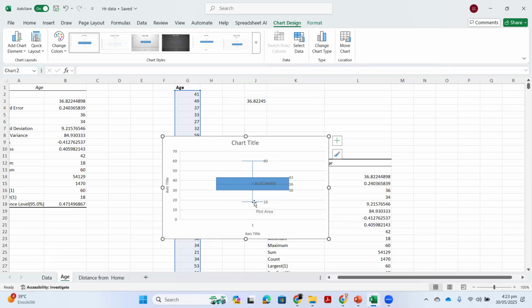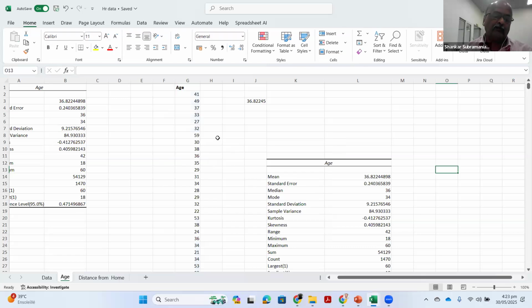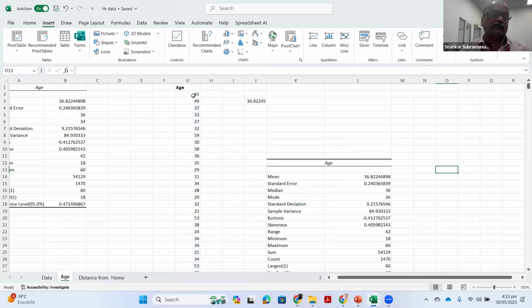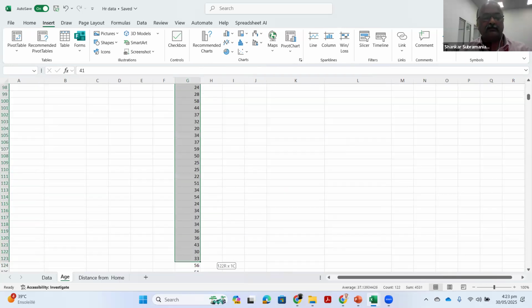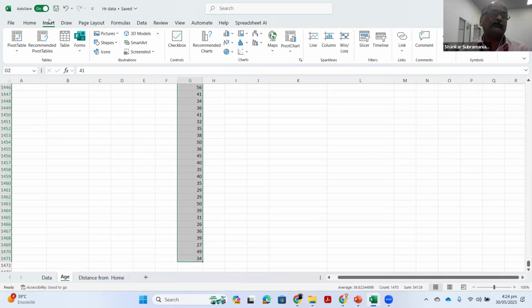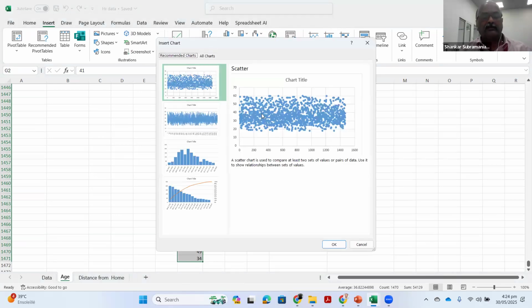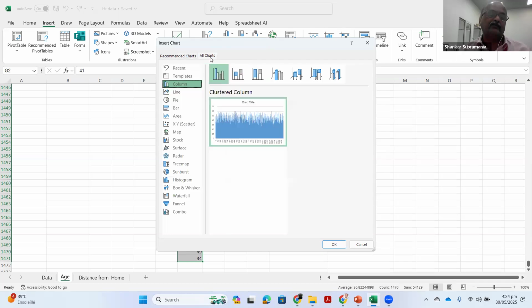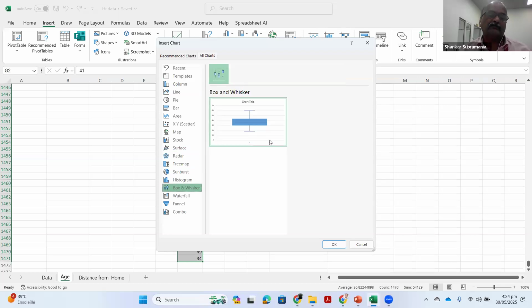Sorry, how did you generate this? I missed it. It was confusing at the beginning. I'll show it again, no problem. What I did is insert, because first I marked the whole data, because I'm inserting a chart like how we did for the bar chart and the histogram. A scatter chart would also do, but this is not very clear, because a scatter chart is used to compare at least two sets of data, so we're not looking at that. So you go to all charts, look for the box and whisker, and double click.